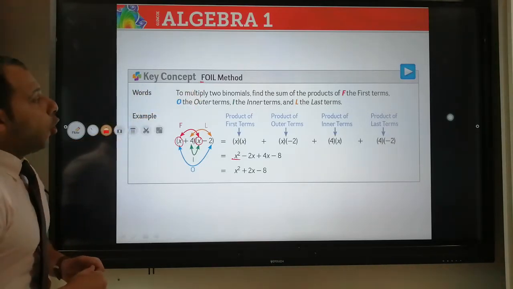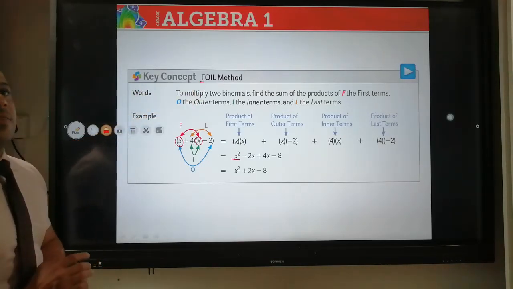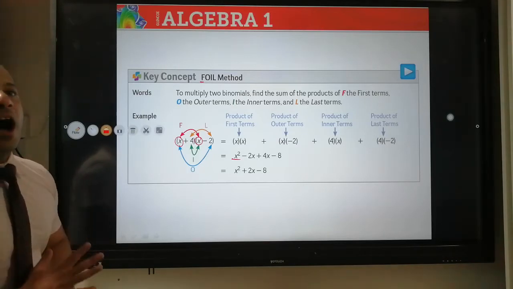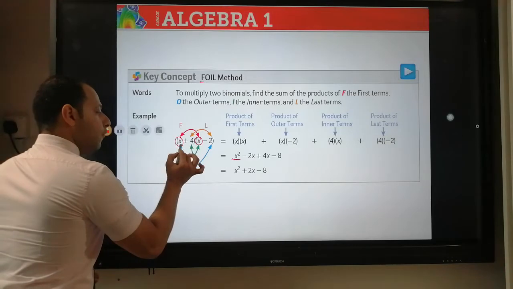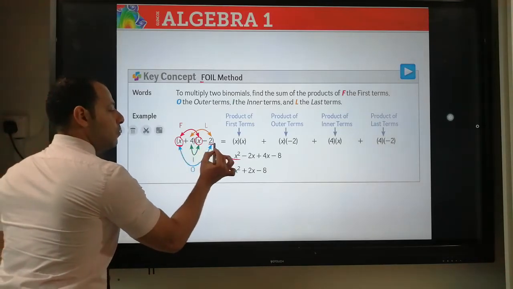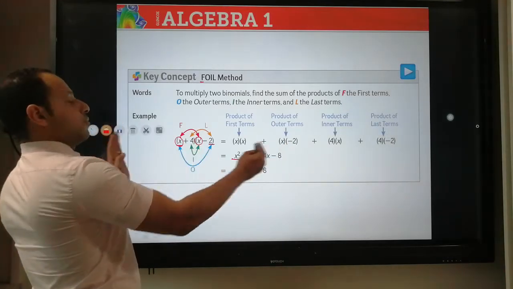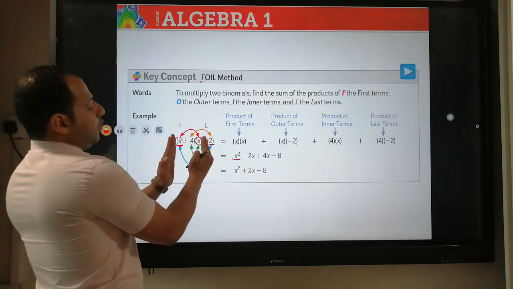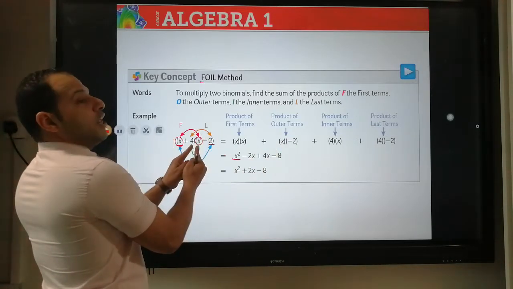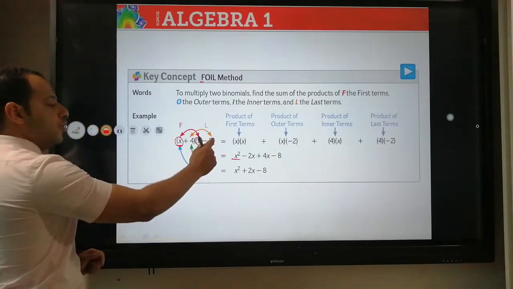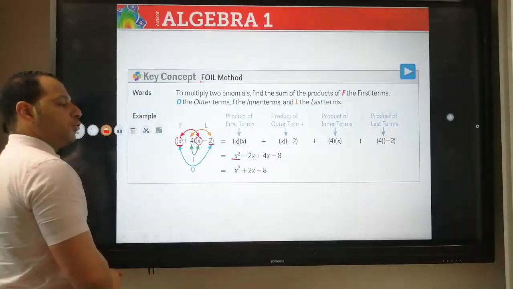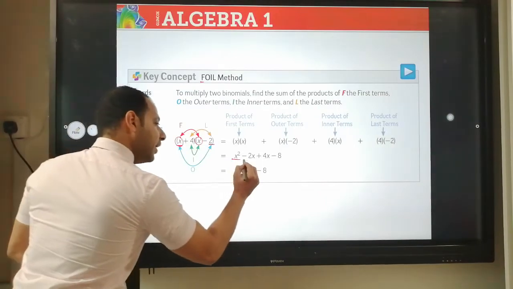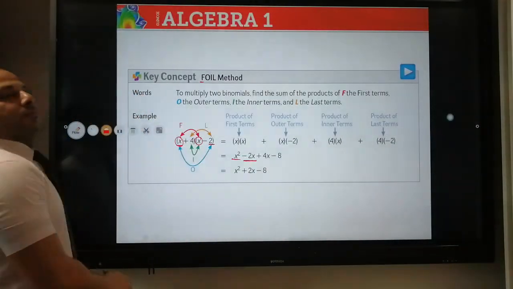After that, O. What does O mean? O means the outer terms. This is the first term from here and this is the last term from here. The outer terms are x and negative 2. X multiplied by negative 2 equals negative 2x.